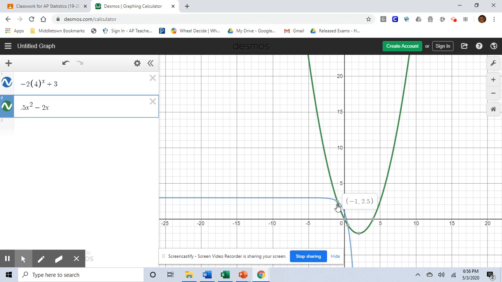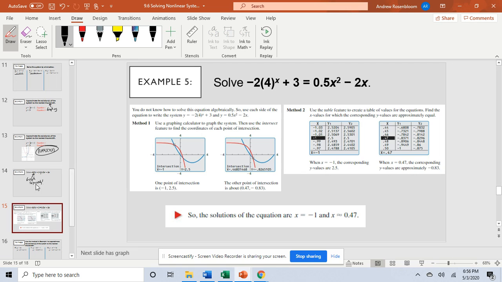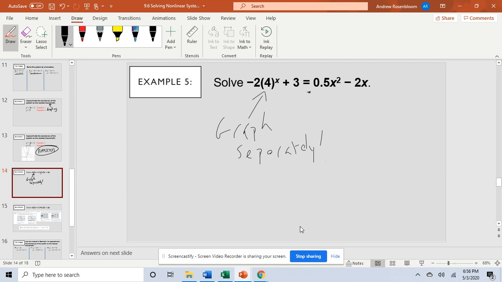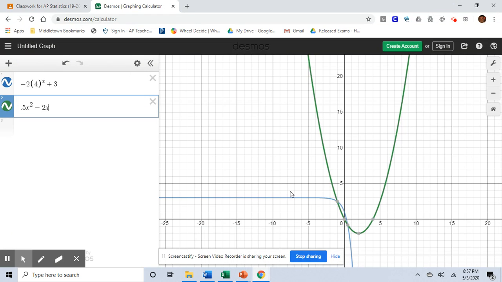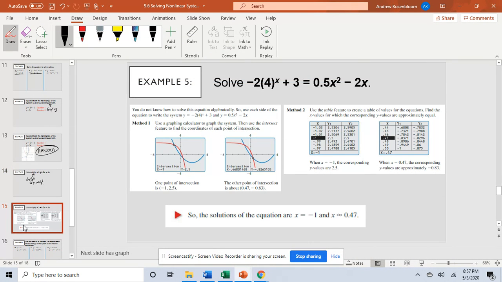This, we can see, has two solutions. They're crossing at two separate points here. One of my solutions is at negative 1 comma 2.5, and the other solution at 0.468 comma negative 0.827. So even though they're set equal to each other, we can just graph them separately, and we'll get our 2 points of intersection there. Okay? So our two solutions in this case were negative 1 comma 2.5, and then 0.468 comma negative 0.827. This is showing you on the graphing calculator how you can go about doing that.